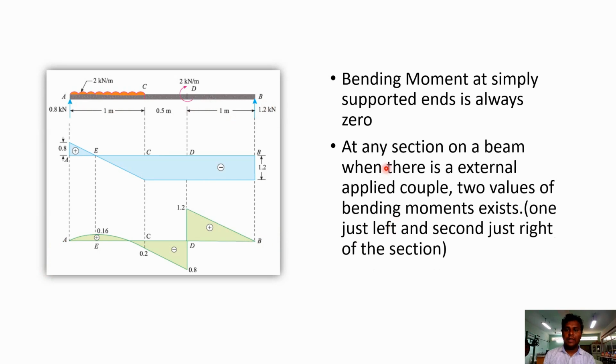The next key point: at any section on a beam where there is an external applied couple, two values of the bending moment exist. One value will be just left of that section and the second will be just right of that section. So if we observe point D here, we have this applied couple of 2 kilonewton meter. In the respective bending moment diagram, we can find that there are two values of bending moment. The sum of these two values will be nothing but this applied couple.